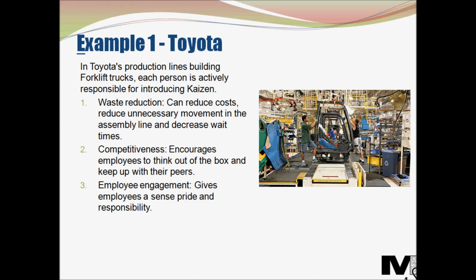It is therefore ingrained in the everyday functioning of the business and in pretty much every department of the business. In Toyota's production lines building forklift trucks, for example, each person is actively responsible for introducing Kaizen or improvements to their way of working and thereby introduce efficiencies in the overall system. The three main areas of improvement employees are encouraged to think about are as follows.